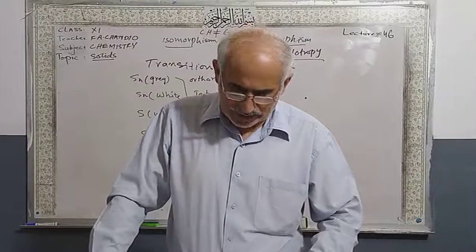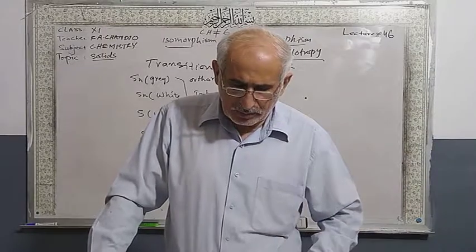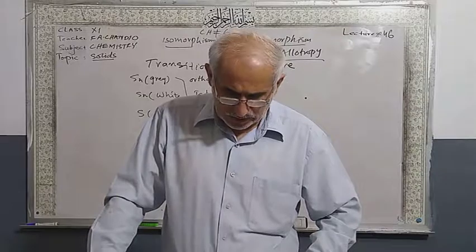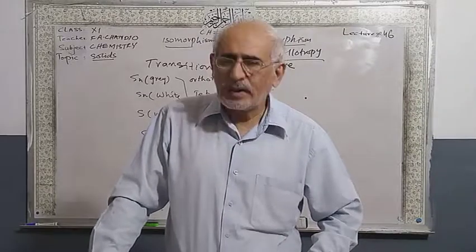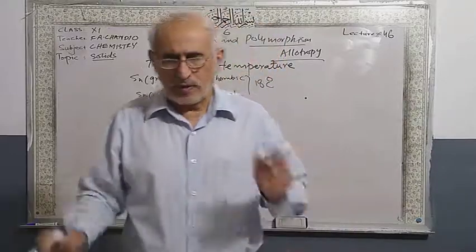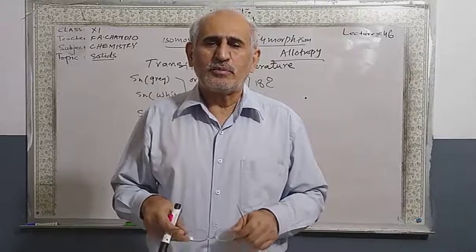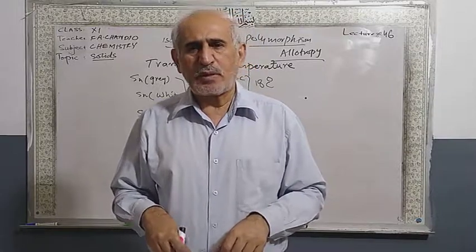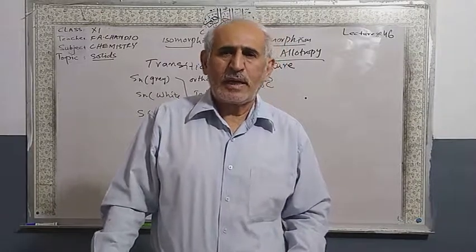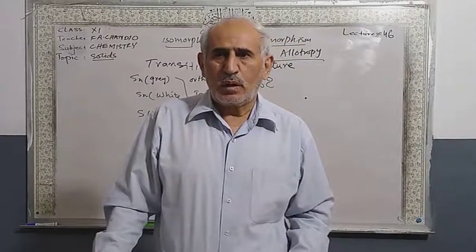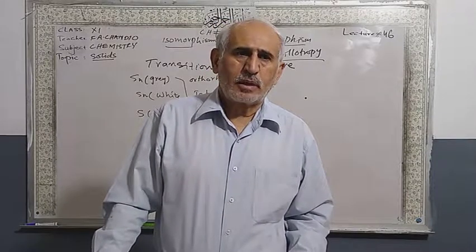So dear students, that covers all the properties of crystalline solids. Allotropy, I told you, is when an element makes different crystalline forms, just like carbon and sulfur, maybe phosphorus. Oxygen has two allotropic forms: oxygen O2 and ozone O3.